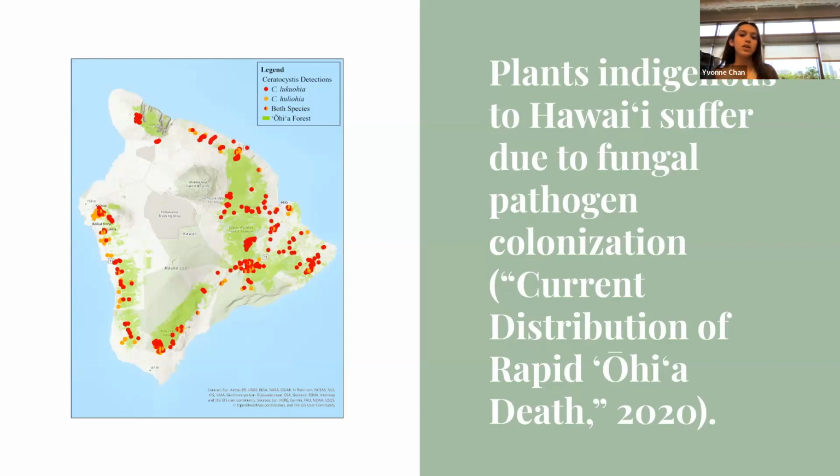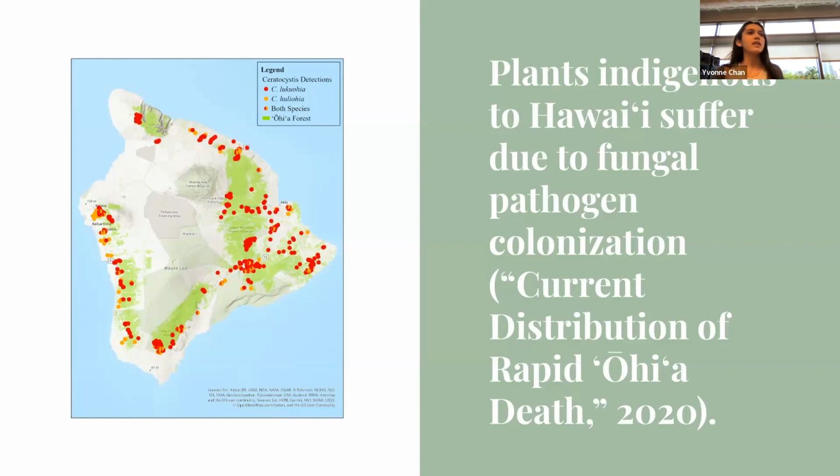So plants indigenous to Hawaii suffer due to fungal pathogen colonization. For example, rapid ohia death, which is caused by Ceratocystis leucoohia and Ceratocystis huliohia. It caused detriment to the native Hawaiian forests as ohia lehua makes up a large percentage of the biomass in native Hawaiian forests and has also been identified on Oahu. So it is a very relevant issue.